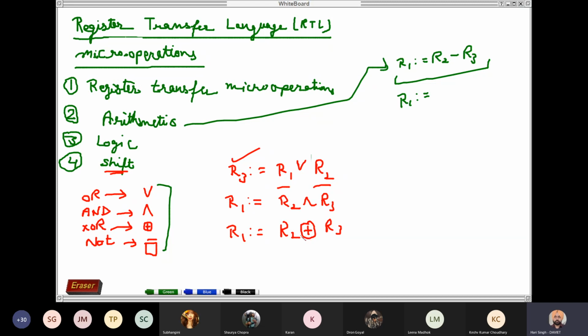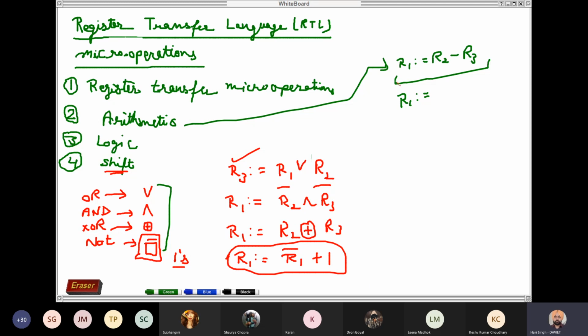Now complement, NOT operation. Basically, NOT operation performs one's complement of a number. Suppose we have to perform one's complement of R1, and the result will be placed in R1. So it is represented as R1 is equal to R1 bar. So this is NOT representation. Now if we have to perform 2's complement of a number, suppose of R1, then it is represented as this 1's complement plus 1 increment. So this represents 2's complement of a number.